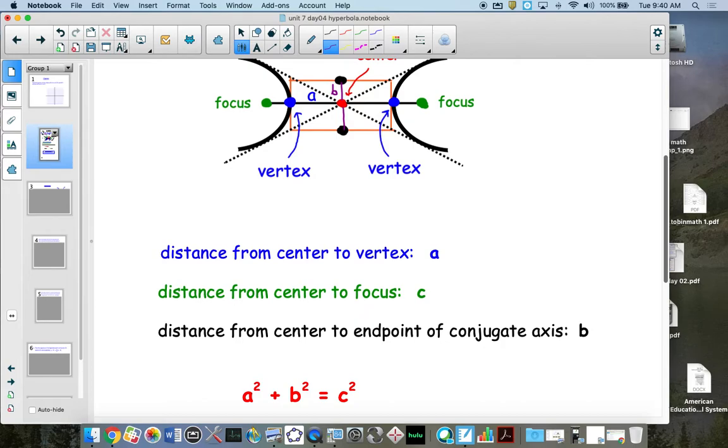The other important point to notice is for a hyperbola, the length that A represents might be smaller than B. For the ellipse, the major axis was always bigger than the minor axis. But that's not the case here. So A could be smaller than B.